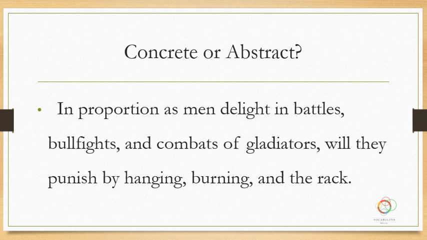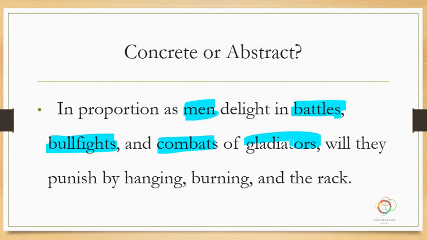"In proportion as men delight in battles, bullfights, and combats of gladiators, will they punish by hanging, burning, and the rack." So in this case, we have pretty much the same sentence, but we have lots of concrete words here. Men, concrete, battles, concrete, bullfights, combats, gladiators are people. Will they punish by hanging, burning, and the rack? Well, in this case, the hanging, burning look like verbs, but they're not used as verbs here. They're used as nouns, as in the prepositional phrase, you say by A, by B, and by C. By is a preposition, and a preposition requires an object of the preposition. Hanging here is the action of the hanging of a person, and we're using it as a noun, so we're going to mark that as a concrete noun.